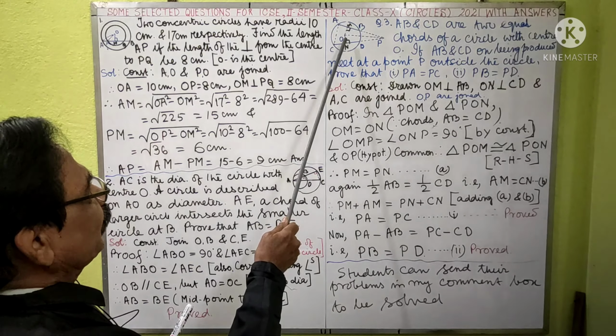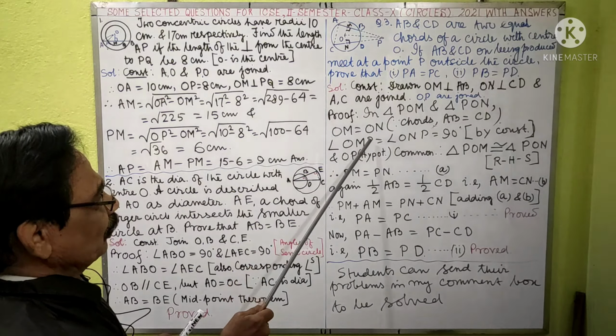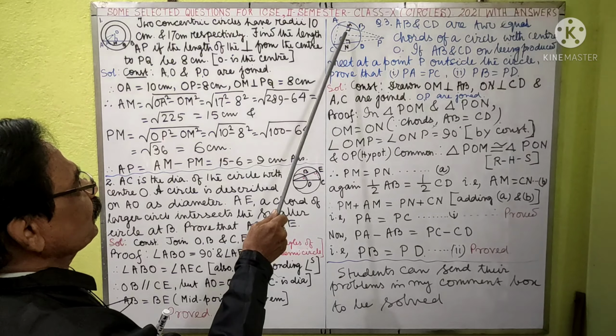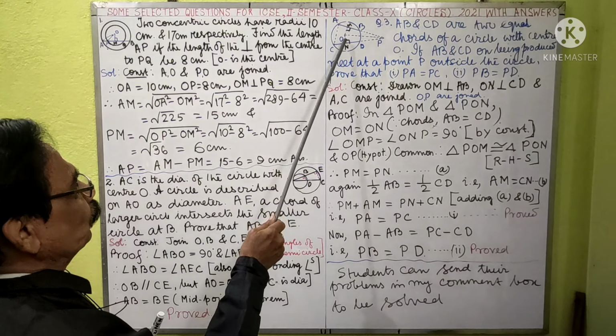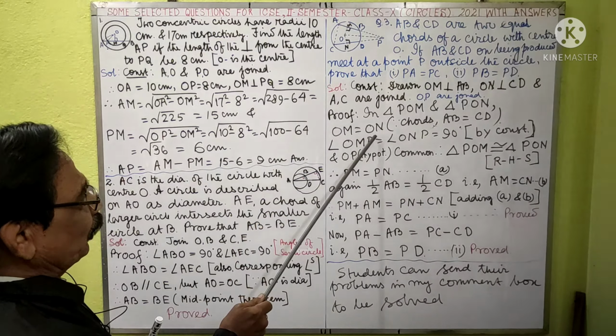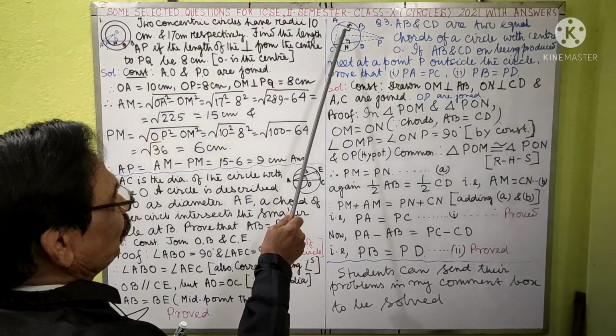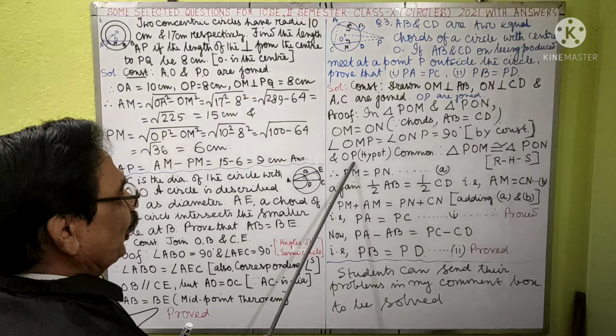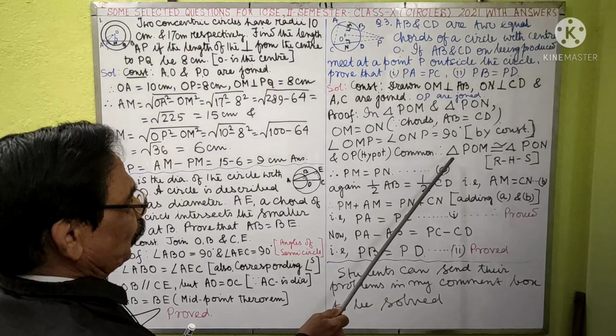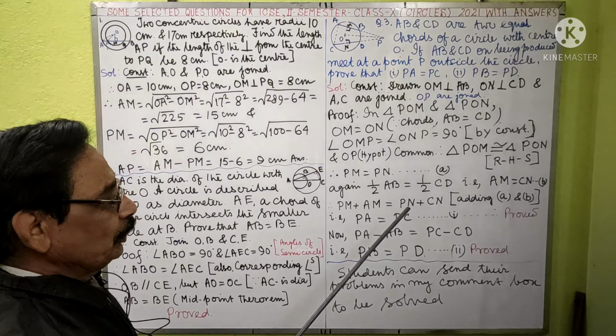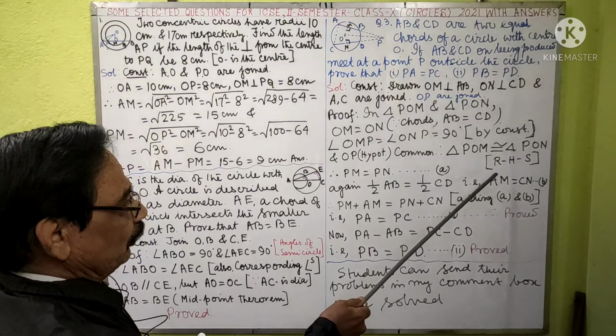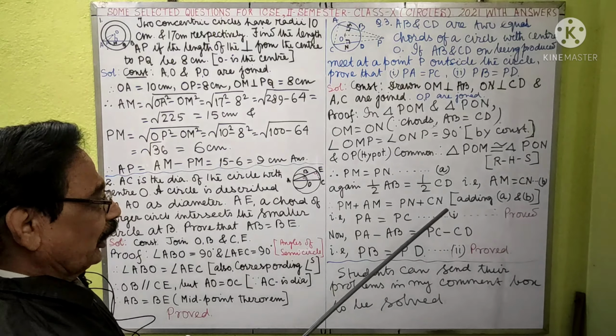equal chords, therefore they are equidistant from the center. Equal chords, therefore AB equals CD, therefore OM equals ON. Again angle OMP equals angle ONP. These are right angles, therefore they are equal by construction, and OP is the hypotenuse which is common to both, therefore triangle POM is congruent to triangle PON according to RHS, right angle, hypotenuse and side.